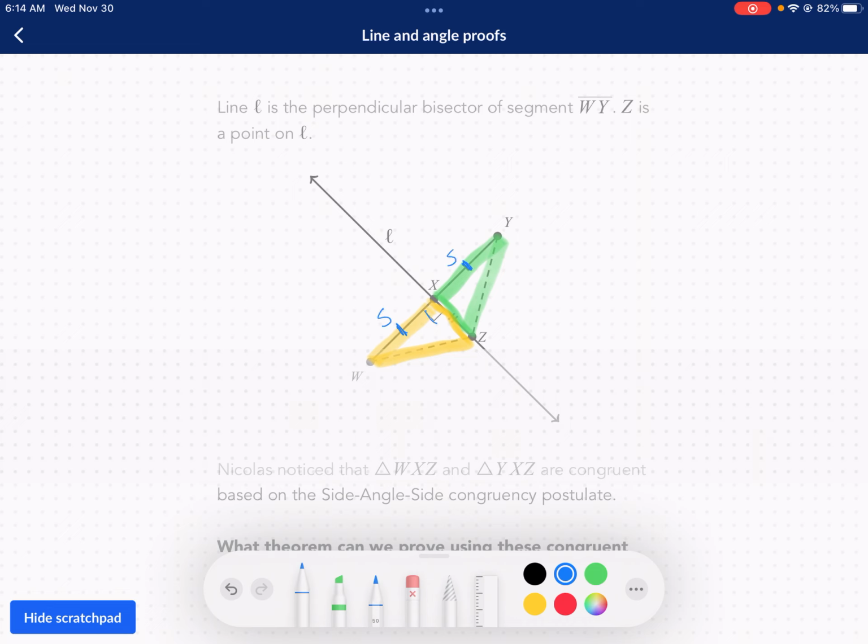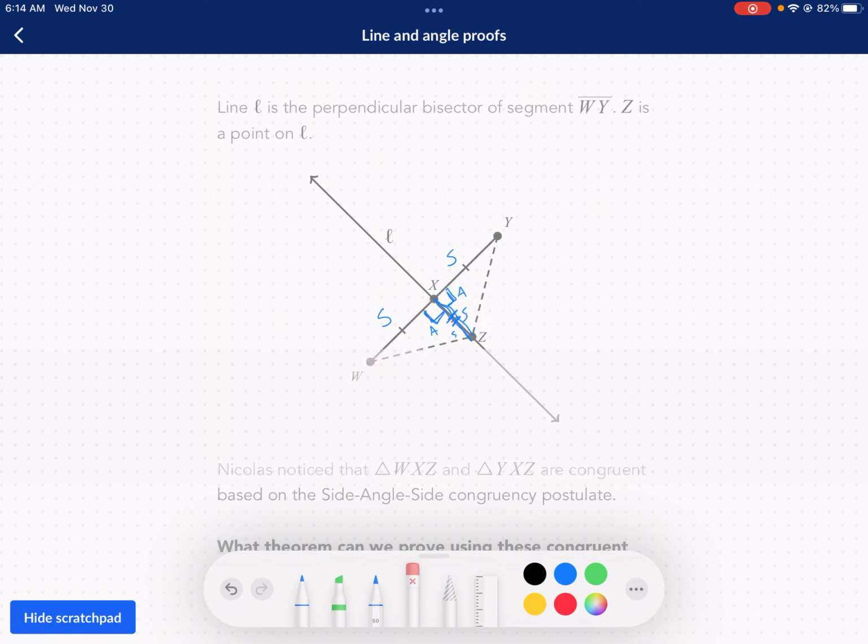Then we have an angle. So if it's a perpendicular bisector, that means they're both 90. So there's our angle. And then they share this side. This side is the exact same side for both. So that's its other side. So that's why side angle side works for this problem. Okay, so side angle side does work.